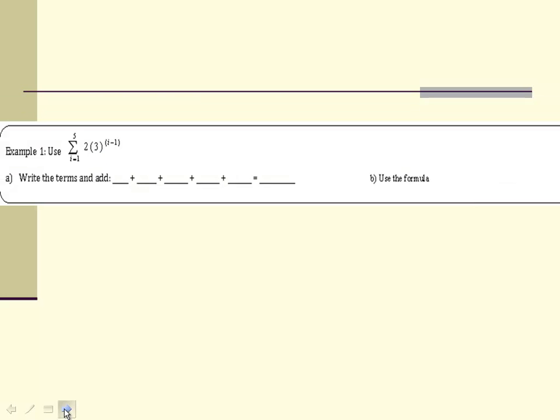Okay, so here we go. I'm going to put that formula back up there. The sum of n terms is the first term times 1 minus r to the n over 1 minus r. Okay, so here we go. We would like you to write the first terms and then add them together. If I look at my general equation, this was always my first term, this was always my r.